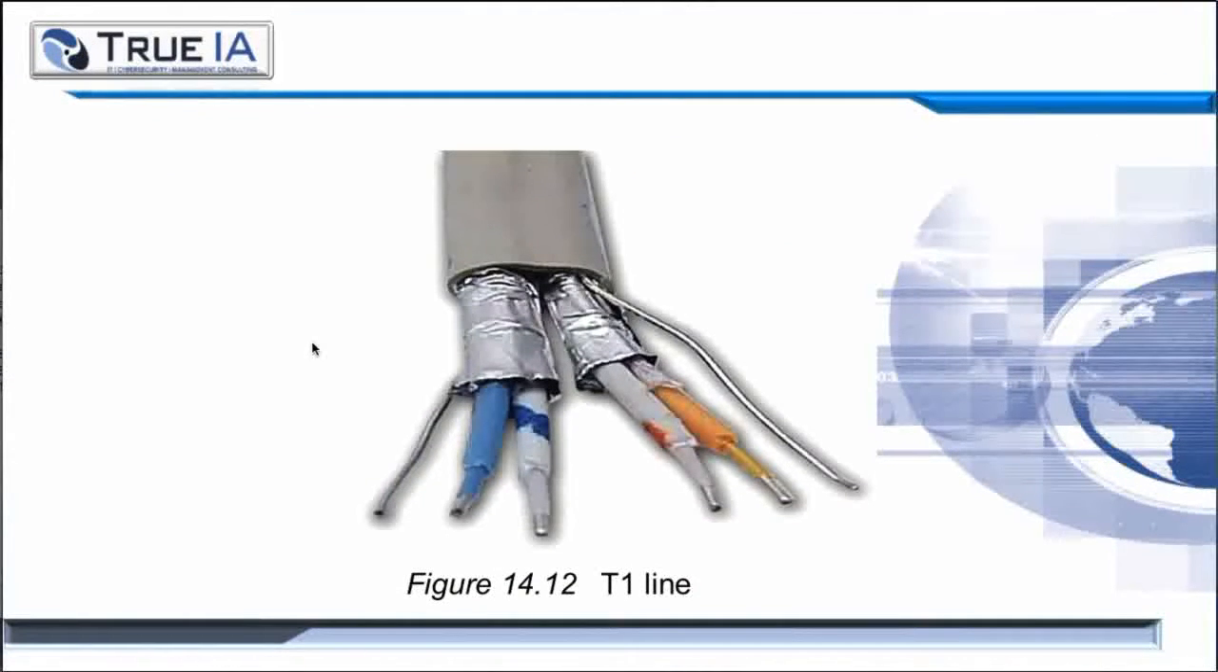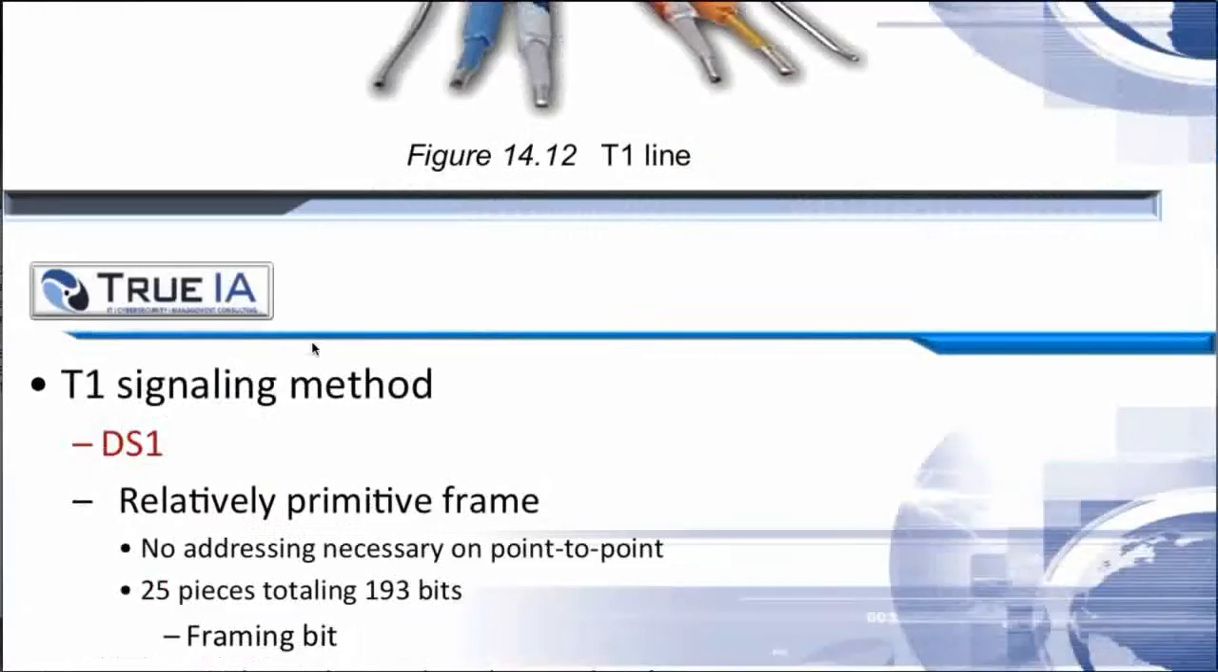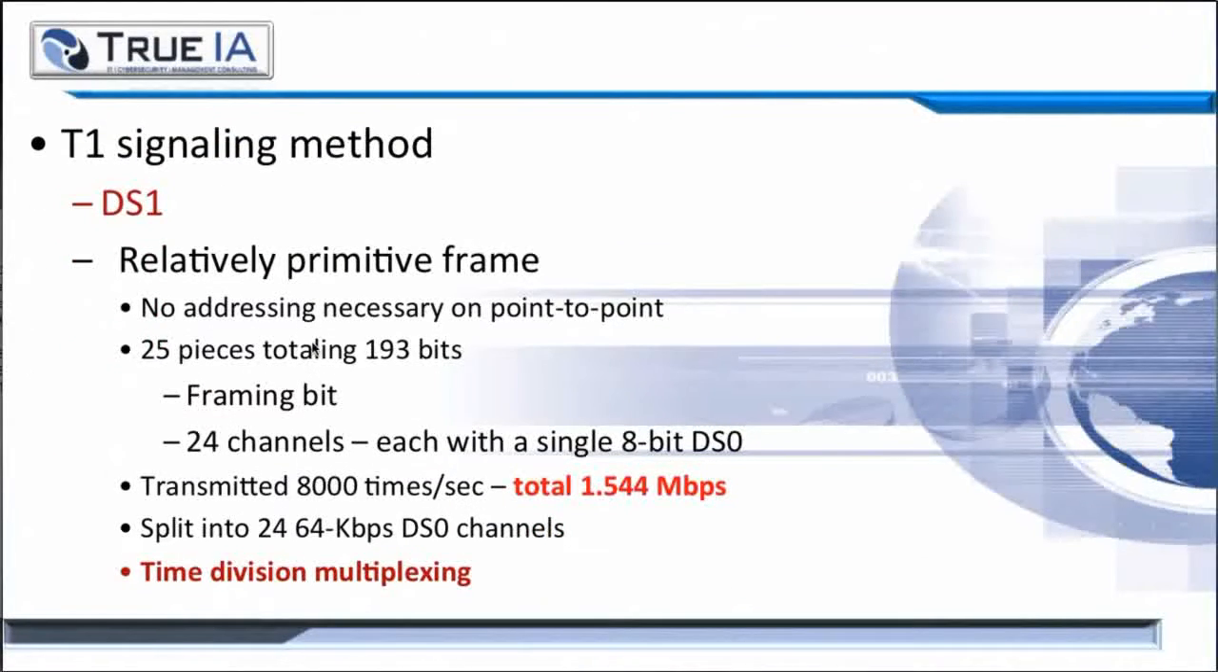Here is what a T1 line looks like. With the T1 signaling method, we've moved to DS1s. By modern standards, it's a relatively primitive frame. There is no addressing necessary on a point-to-point, remember.